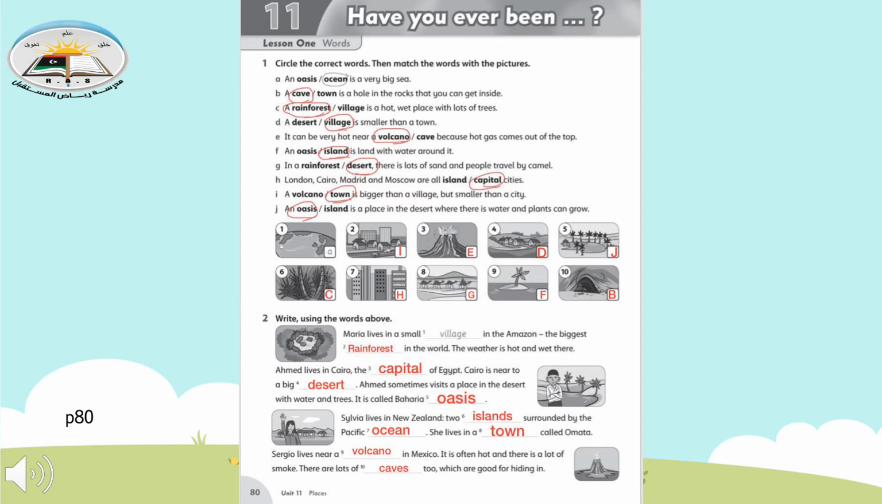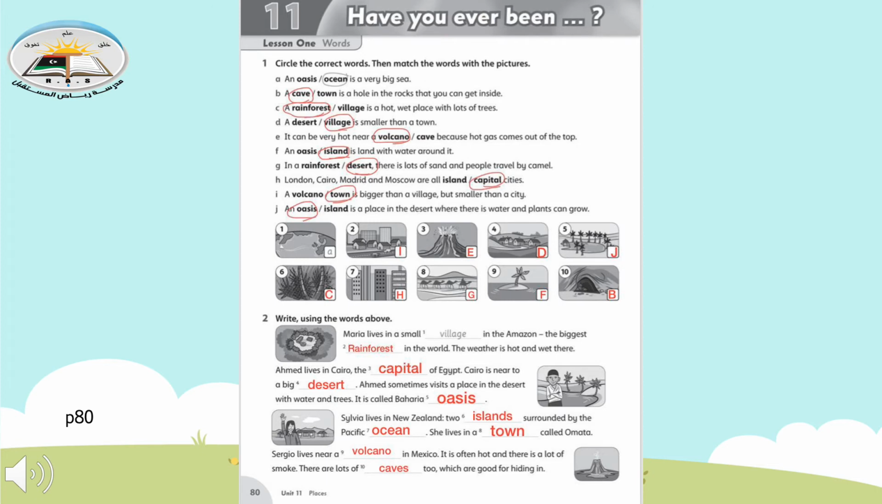C. A rainforest is a hot, wet place with lots of trees. D. A village is smaller than a town. E. It can be very hot near a volcano because hot gas comes out of the top. F. An island is a land with water around it.